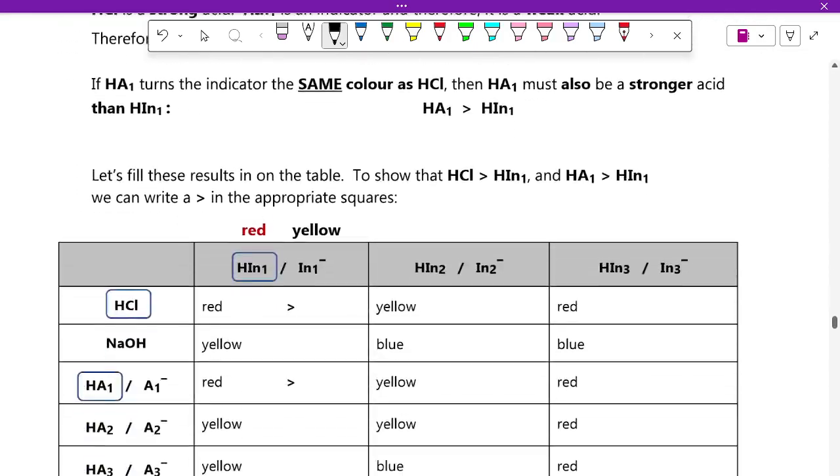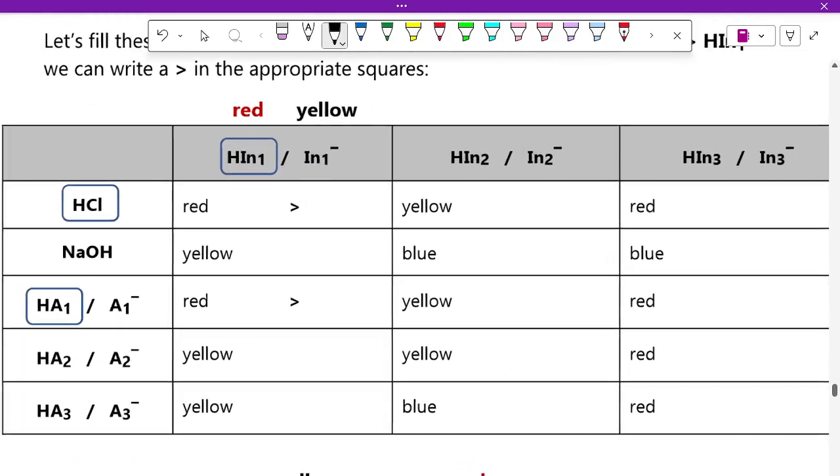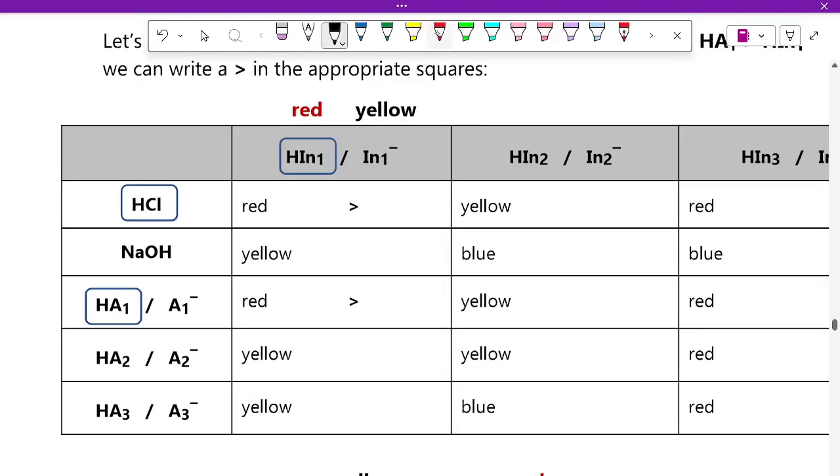All right. Now we go down here and we say HCl turned the indicator red. HCl is stronger than the indicator. That means HA1 is also stronger than the indicator.